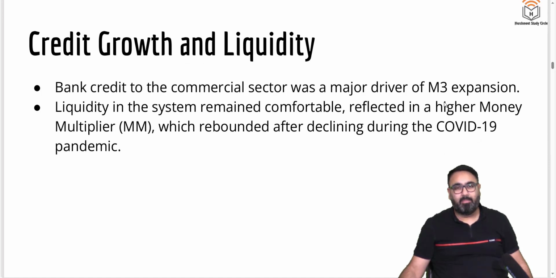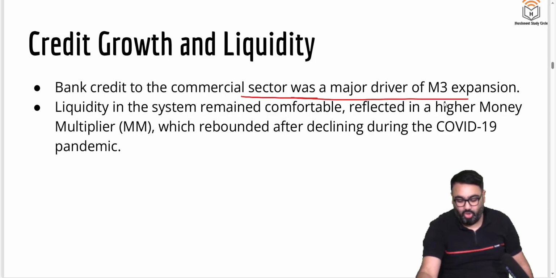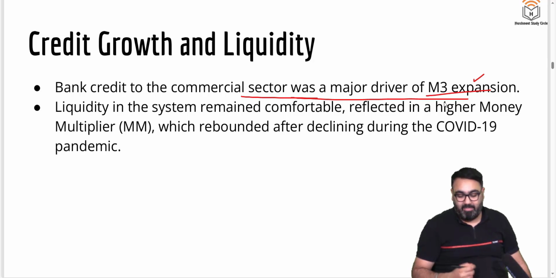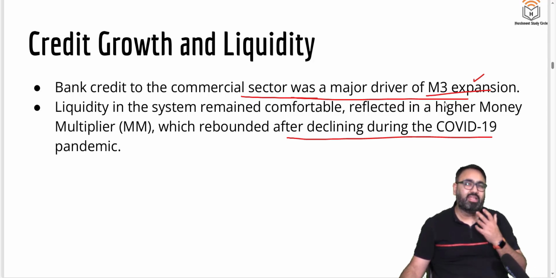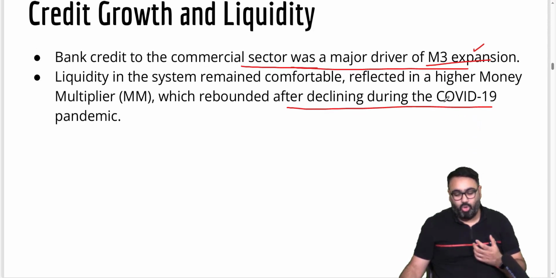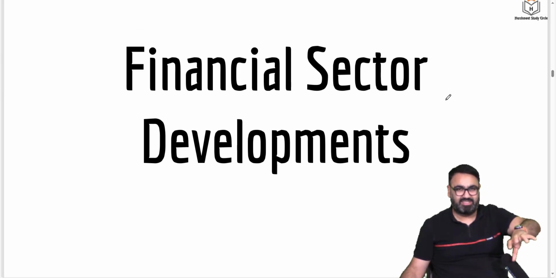Apart from that, the banks were encouraged to give more loans. Banks gave more loans to the commercial sector, which also increased the money supply in the market. The money multiplier, that is the liquidity, has reached a good level. It had declined during the COVID-19 pandemic, but now it has again reached a good level. So there is more money in the market, which is also done to increase consumption. When the local market consumes more, when people buy more stuff, it gives a push to the industry as well, which is producing that stuff. Those were the monetary policy developments as per the second chapter.